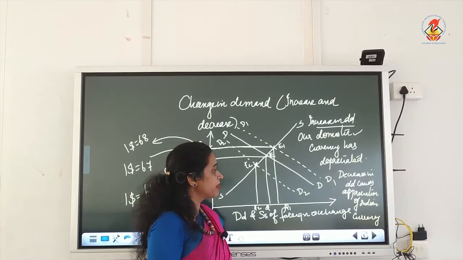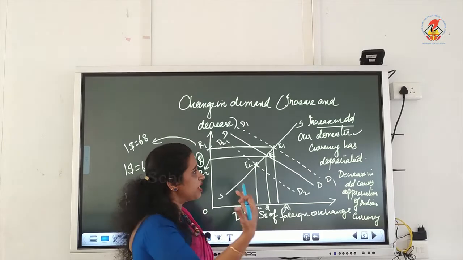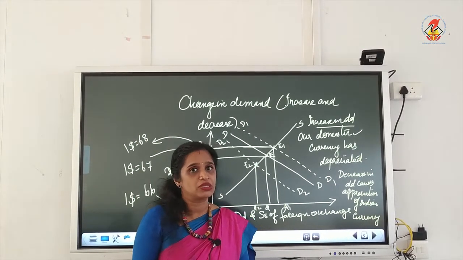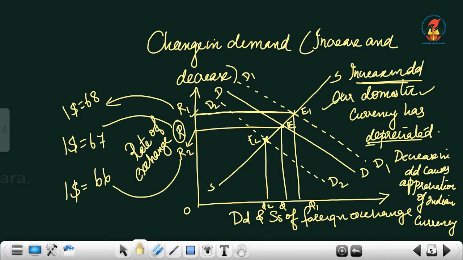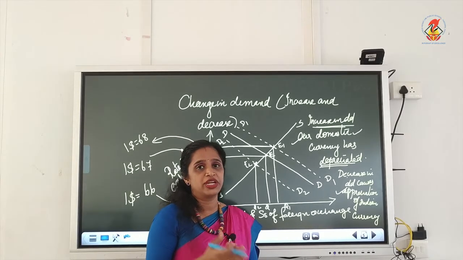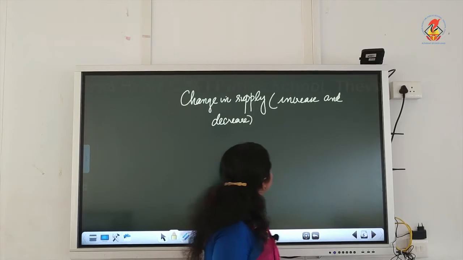Now with the decrease in the demand, what is happening? Appreciation of domestic currency. So when we speak about appreciation and depreciation of Indian currency, we have to think about what is happening to their currency also. For example, with an increase in the demand, our domestic currency has depreciated. That means the US dollar has appreciated. With a decrease in the demand, Indian currency has appreciated. That means the US dollar has depreciated. Just the opposite happens for them. So this is the appreciation and depreciation which has happened due to the change in the demand.